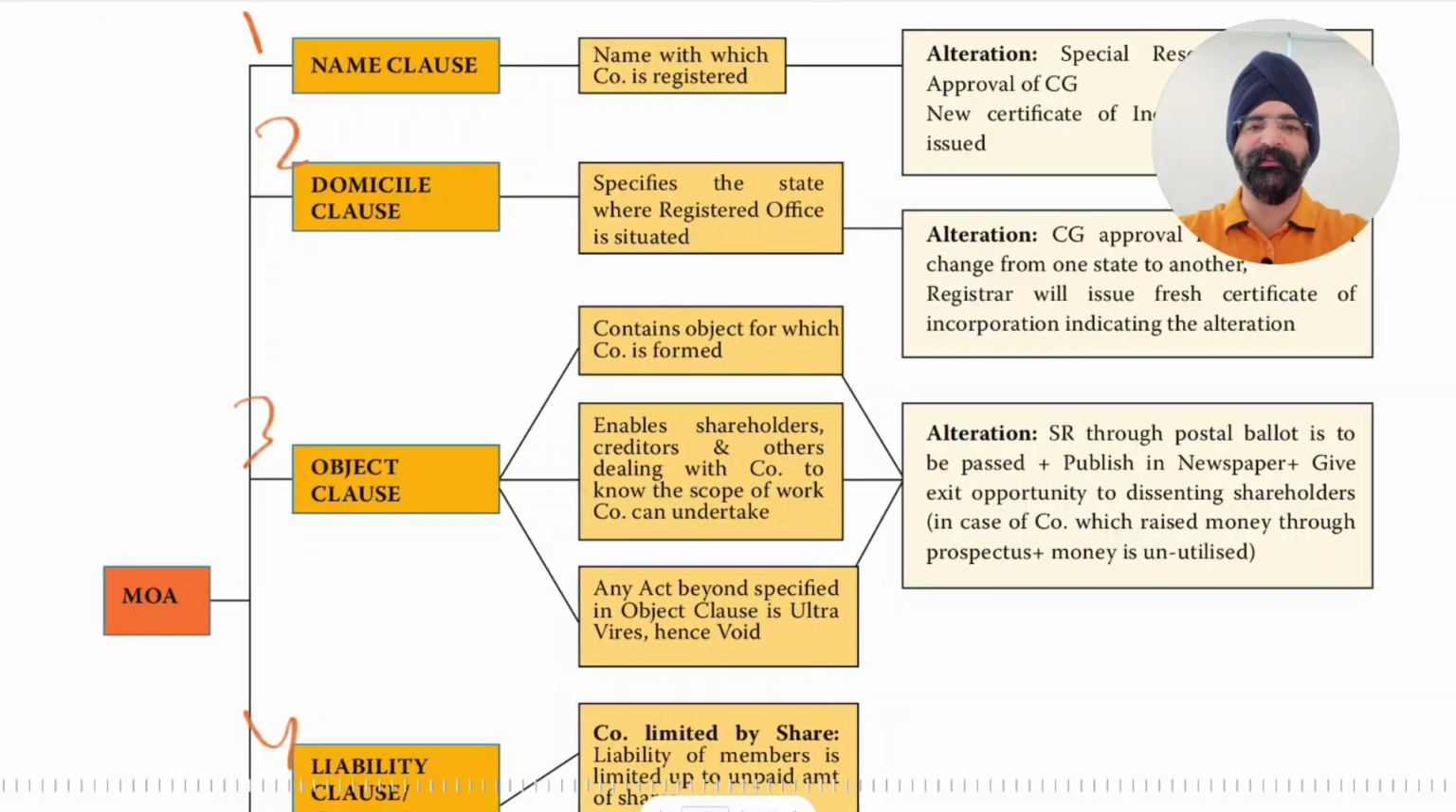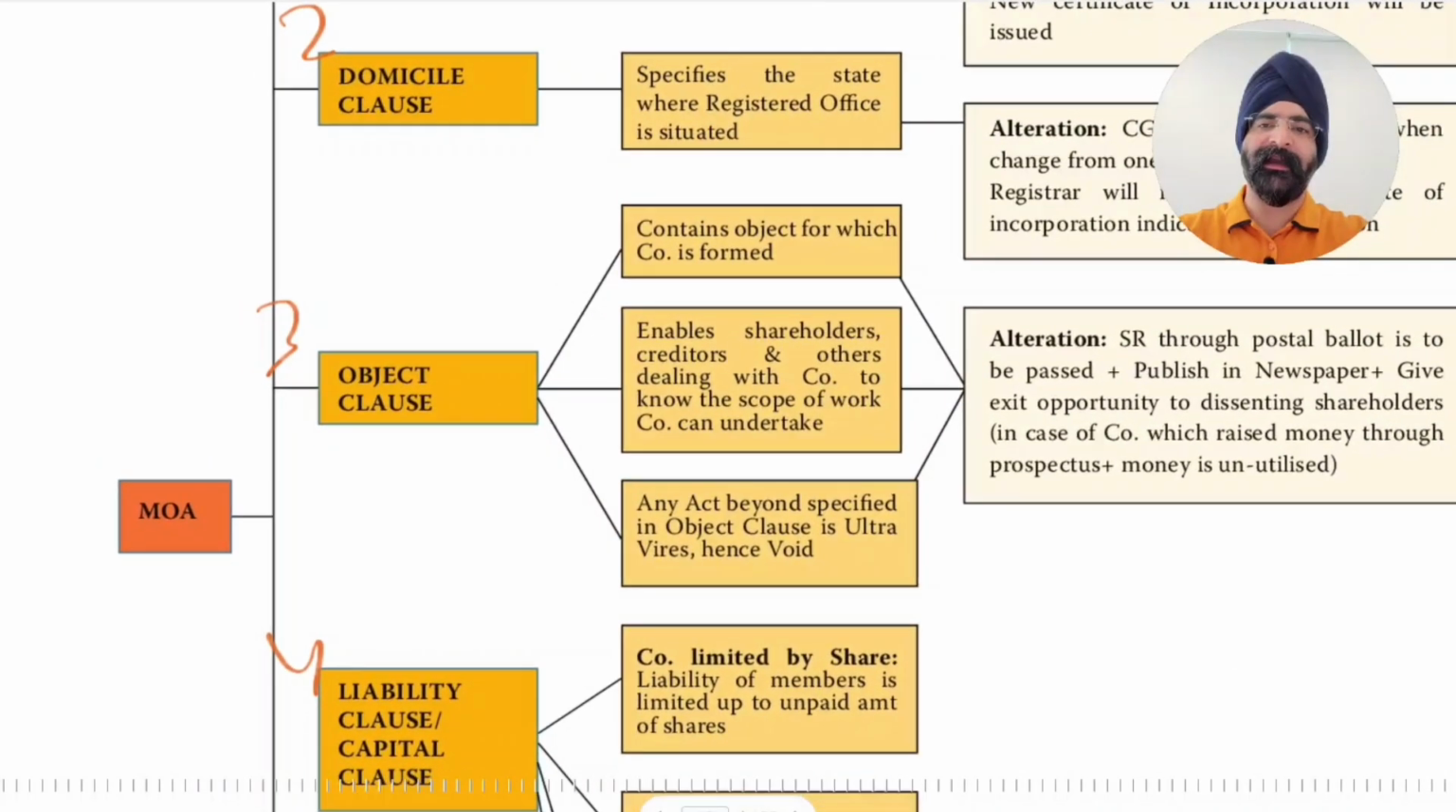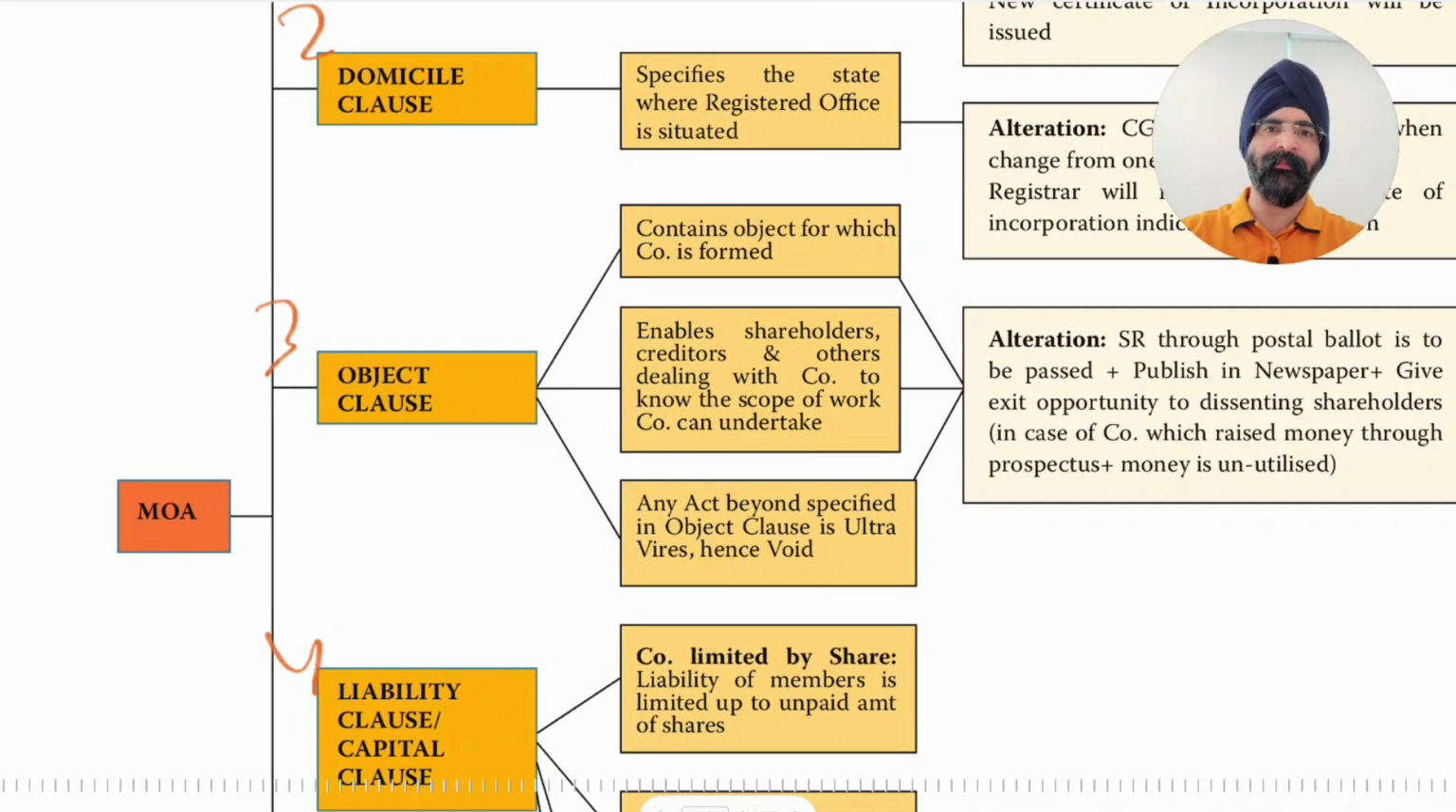Next is object clause. Object is very important. At times we do not seek significance, but a company cannot operate any business other than what is allowed in its object clause. So it is an important thing. Memorandum is required everywhere because its objects are to be checked. So the object clause contains the object for which the company is formed and enables shareholders, so this is relevant for shareholders, enables creditors, this is relevant for creditors, and enables others dealing with the company to know the scope of work the company can undertake.